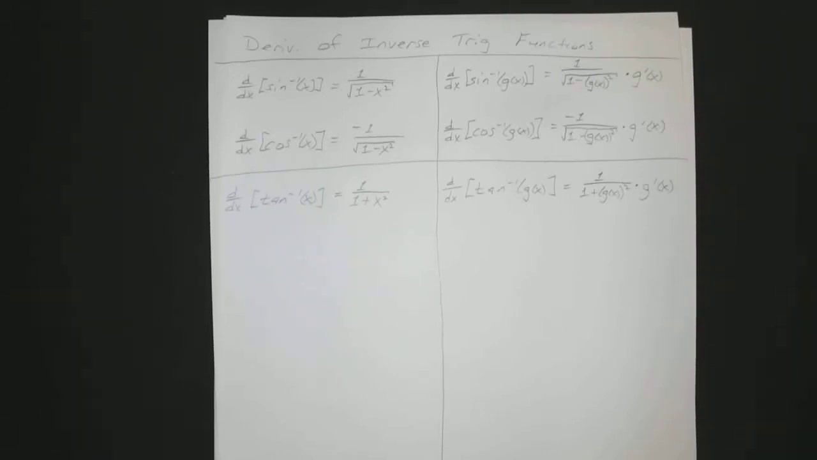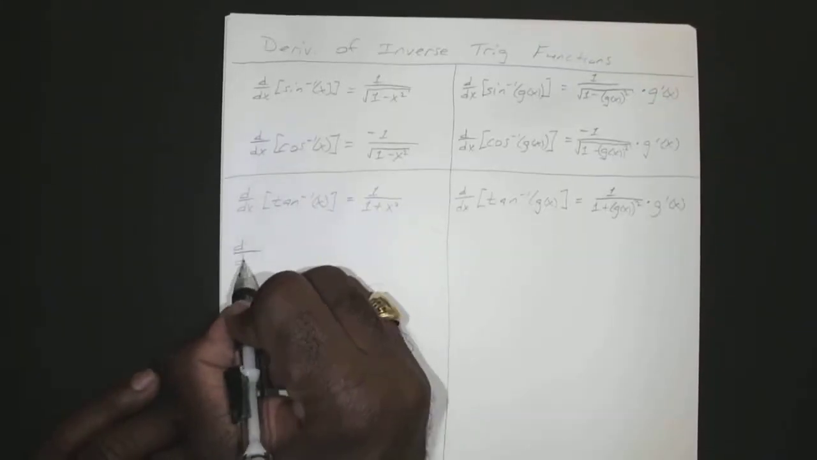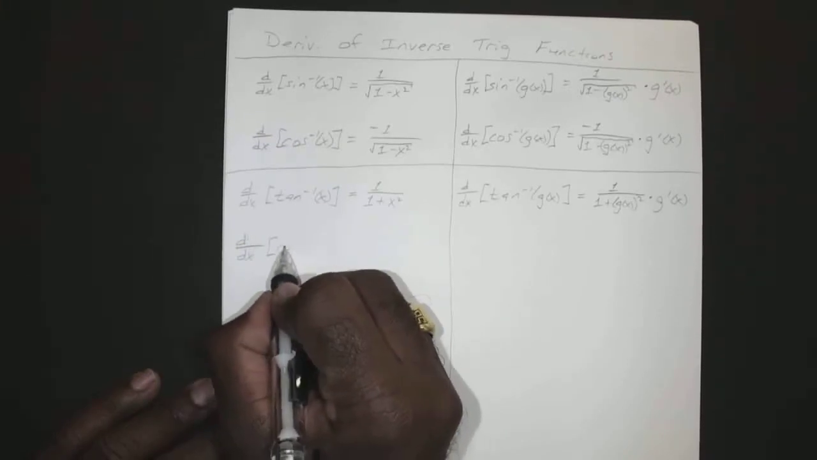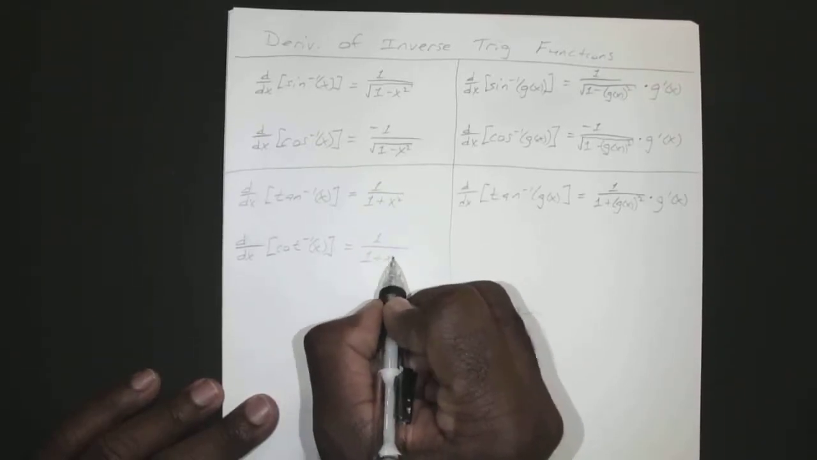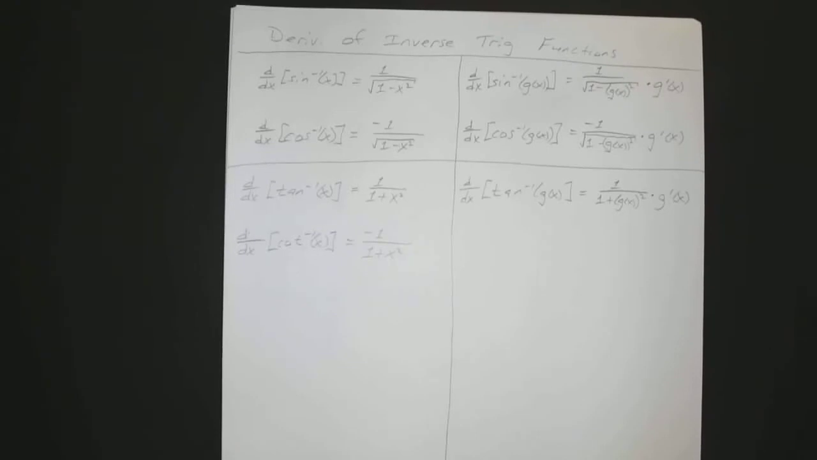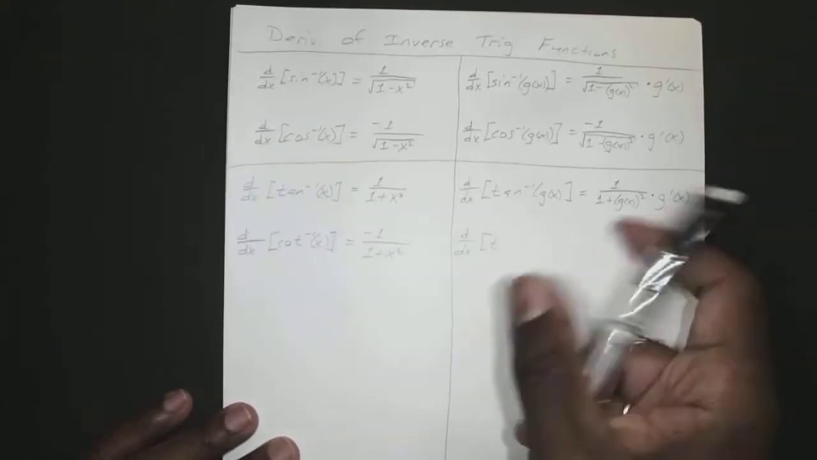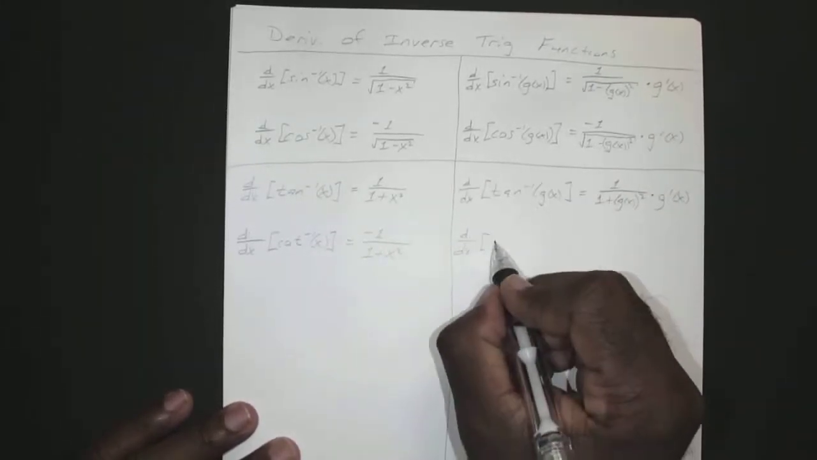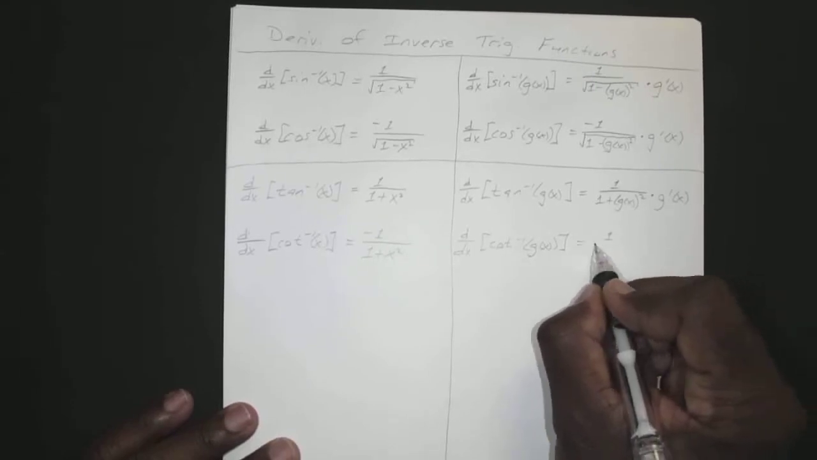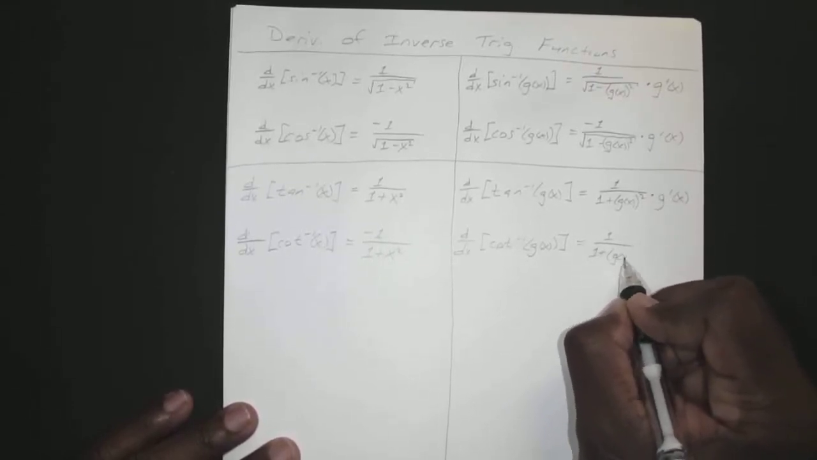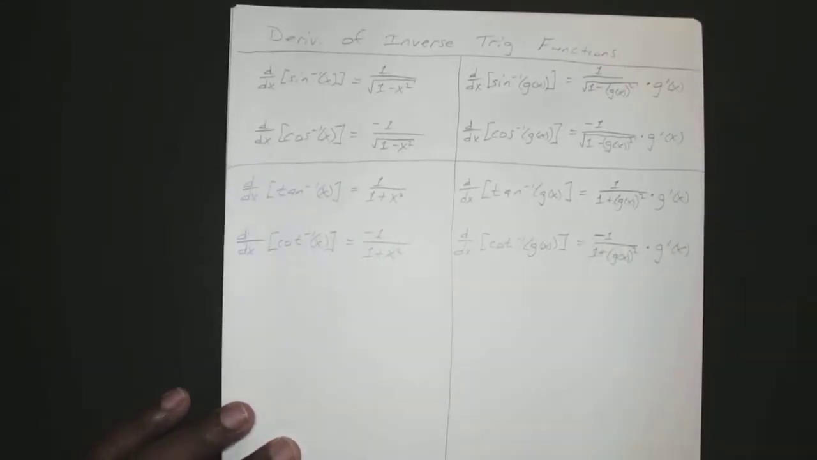Okay, so cotangent is identical to tangent except negative. Cotangent inverse of x is just 1 over 1 plus x squared, but negative. Same thing over here with cotangent inverse: you have 1 over 1 plus g of x squared times g prime of x, but it's negative.